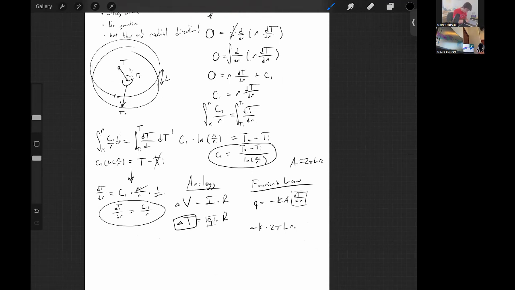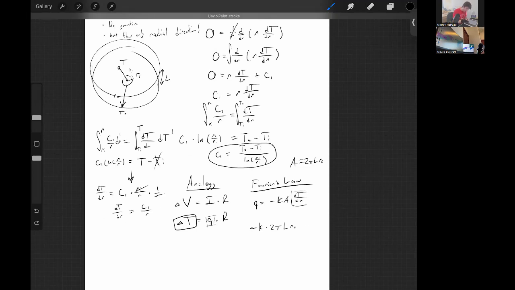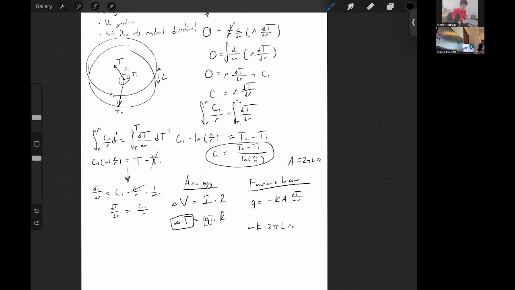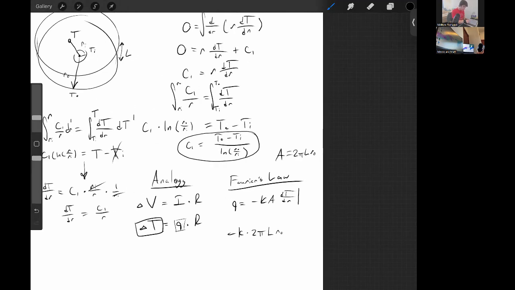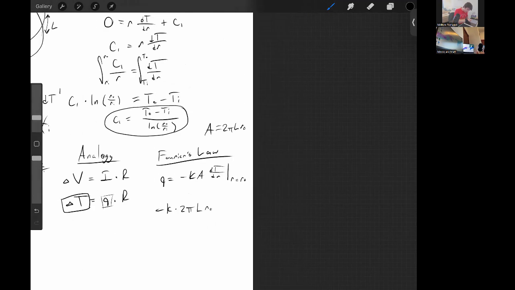So we can say that this equals C1 over, actually, another big distinction. I don't want to get ahead of myself here. We're saying that the area is in regards to the outer radius. So therefore, when we get the temperature gradient, this has to be where r equals the outer radius. That has to be when the temperature gradient happens. And when we plug in this equation, this is no longer C1 over r. This is instead C1 over the outer radius. So we can multiply this by C1 over the outer radius.